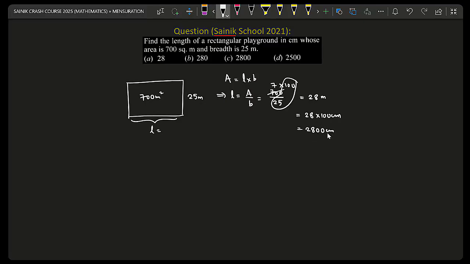2800 centimeters. Which option? Sir, C. Abhyuday, you thought A or C? Sir, C. Yes. So the question you have to read completely and thoroughly, because they are asking the units in centimeters only. Whenever you get the answer in meters, you have to convert into centimeters if the question is asked like that.